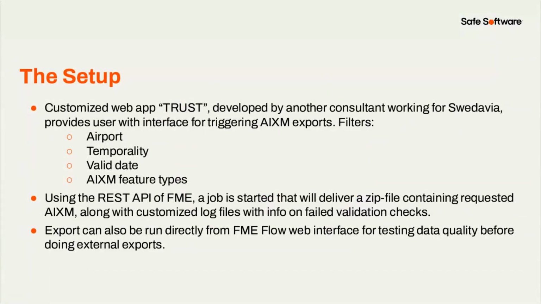So the setup for Swedavia was they built a customized web app to trigger the AIXM exports. They filter that on airport, temporality, valid date, and the actual AIXM feature types if they want to export everything or just parts of it. And then we used the REST API of FME to trigger jobs that deliver zip files containing all the data they requested and also customized log files. So that's the tool for sending their data to Luftfartsverket and then onto Eurocontrol. But they can also run the export directly from the FME web interface for testing data quality and stuff like that.